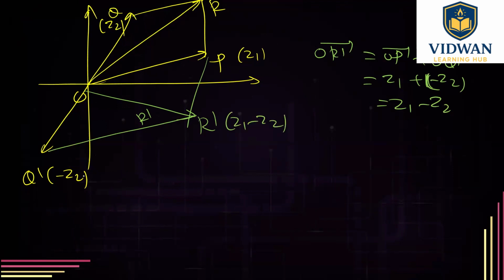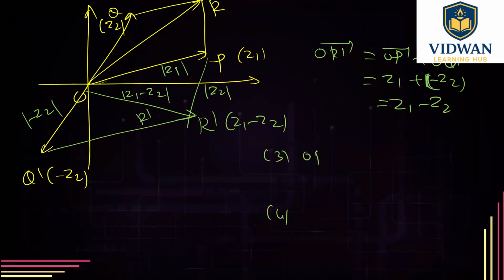Now in the diagram, the distance OP is mod Z1. The distance OQ dash is mod of minus Z2, but mod of minus Z2 is the same as mod Z2 anyway. So you can write this as mod Z2 itself. Opposite sides are equal. And this is mod of Z1 minus Z2. If you now apply the triangle inequality again, so we write the first triangle inequality. I numbered it as 1 and 2 earlier. Now I'll number it as 3 and 4.